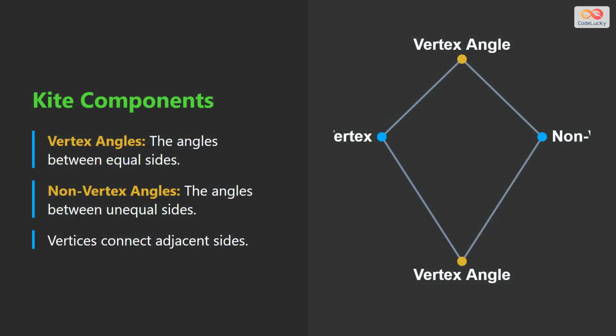Let's break down the parts. The corners where the equal sides meet are called vertex angles. The other two corners, where unequal sides meet, are called non-vertex angles. This distinction is important because the properties differ between them.